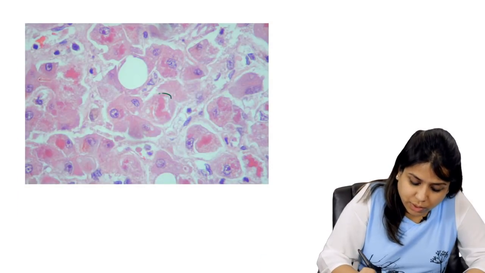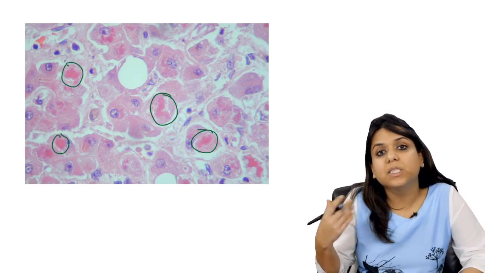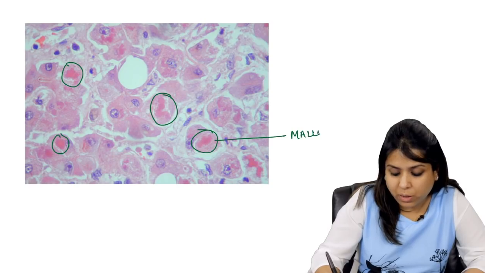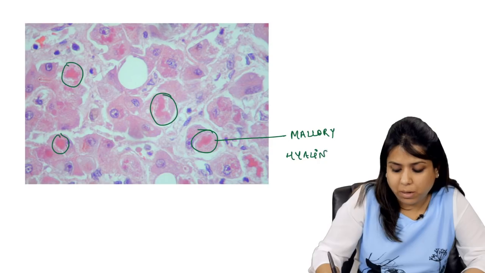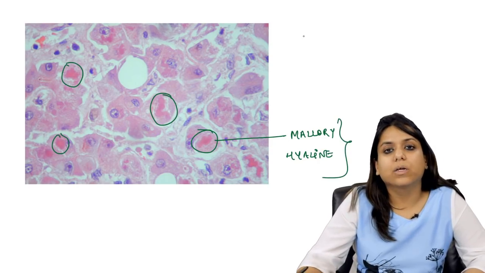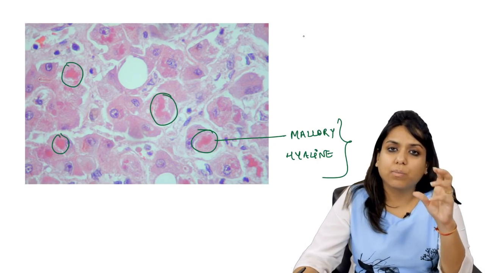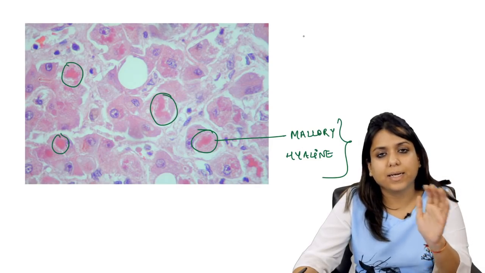This image shows these pinkish structures. Now hyaline means pink in color. These are called Mallory hyaline bodies, a characteristic feature of alcoholic liver disease, histopathology. What are Mallory hyaline bodies? They are composed of intermediate filaments like cytokeratin 8 and 18.